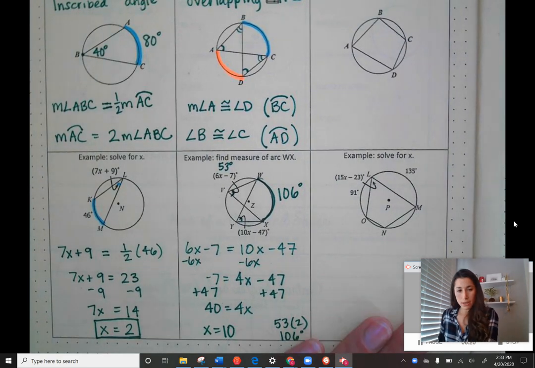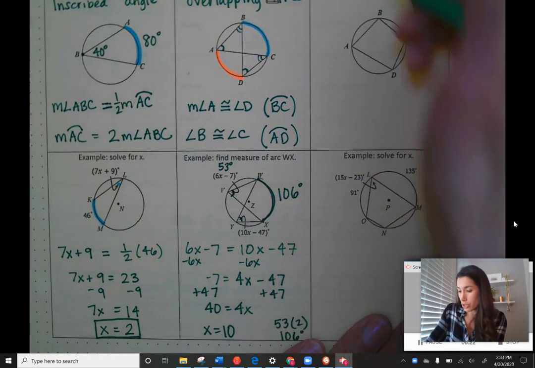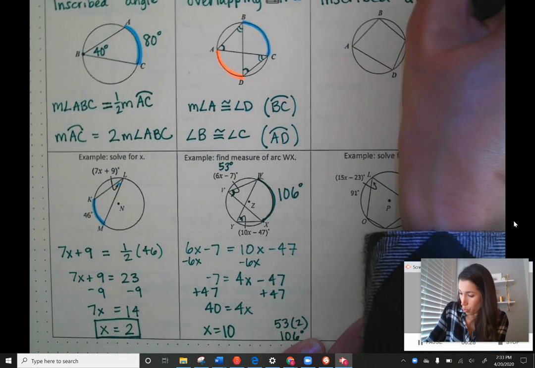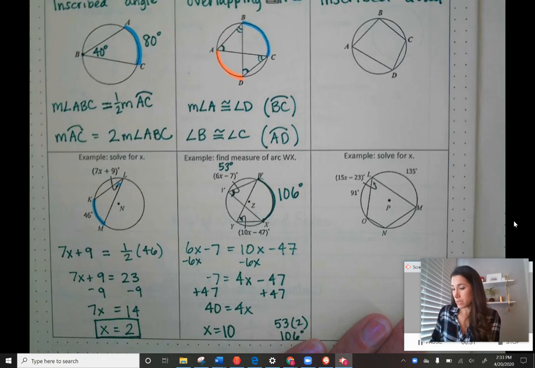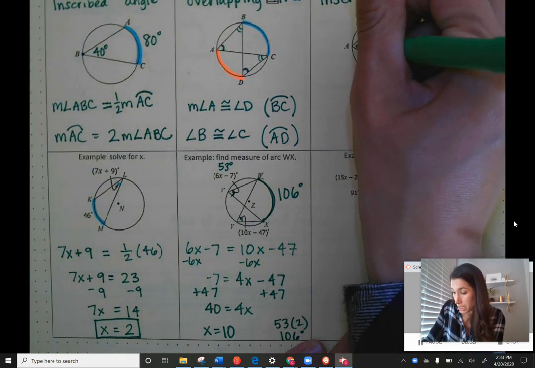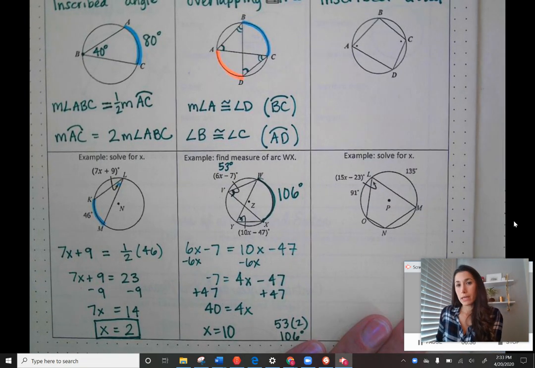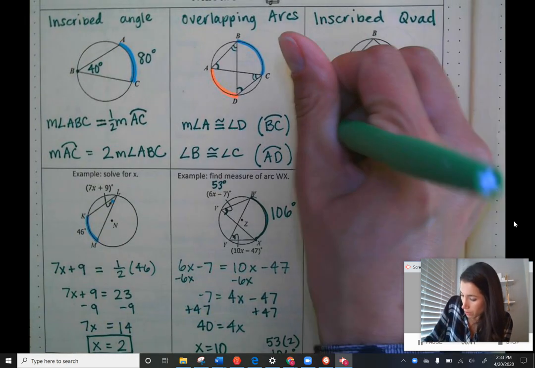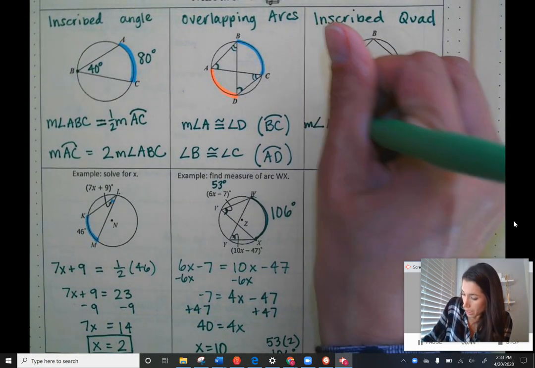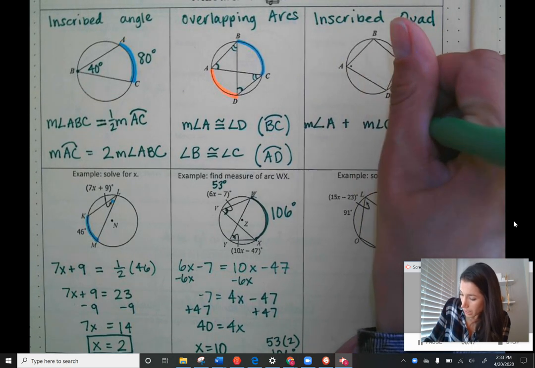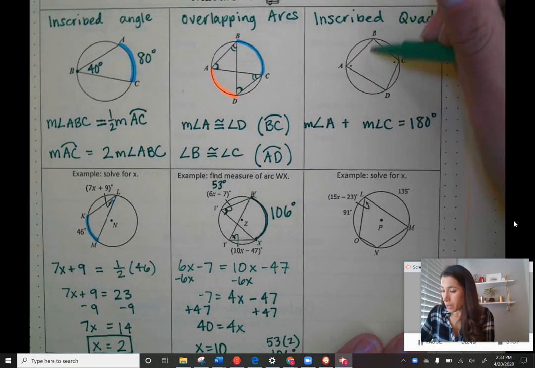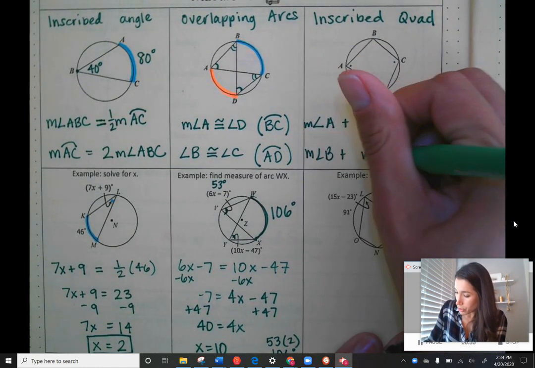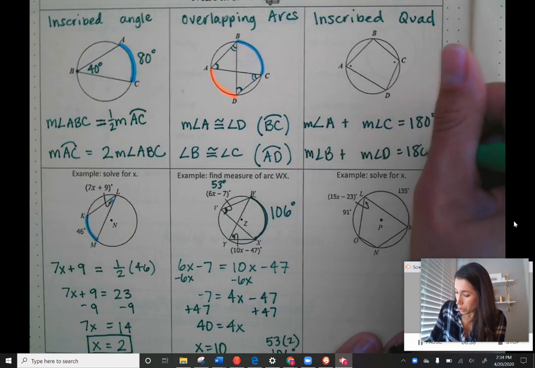Okay, and then our last thing here, we have an inscribed quadrilateral. I'll just abbreviate it, inscribed quad. So in the lesson, you looked at this a little bit as well. What you were noticing is that the angles that are across from each other, angles A and angle C, those two angles together will add up to 180. So let's put measure angle A plus measure angle C equals 180. And then the other two angles that are across from each other, B and D, so measure angle B plus measure angle D also equals 180.